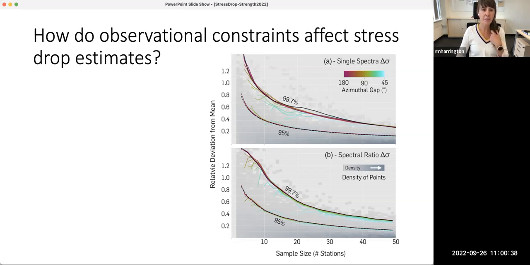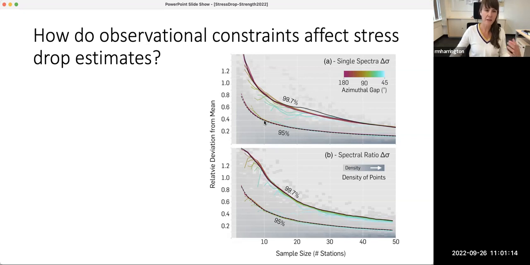So just to take an example: let's say we draw 10 random stations from our subset of the 1800 nodes. We also have different lines here showing you the maximum azimuthal gap of those 10 stations. Let's say the best case scenario, we only have a maximum 45-degree azimuthal gap. If we take the single spectrum estimate, we only have 10 stations.